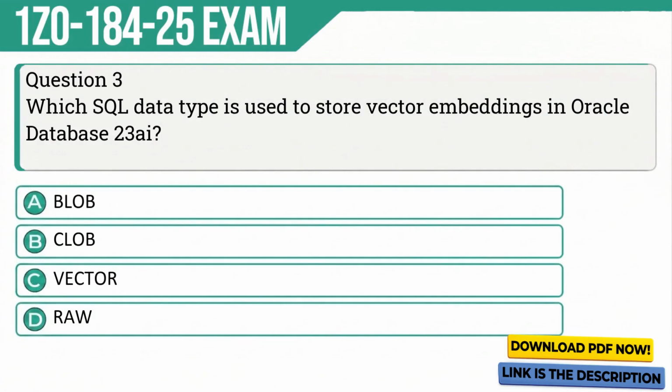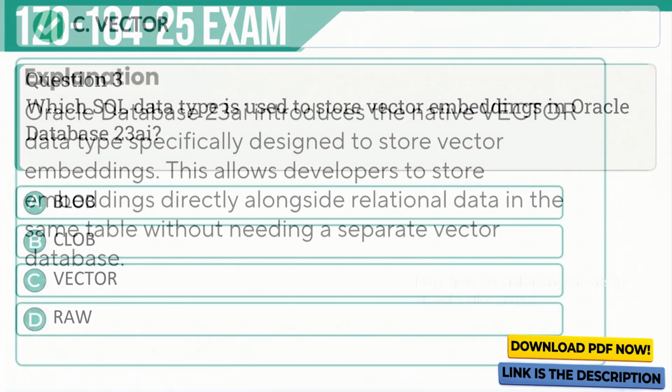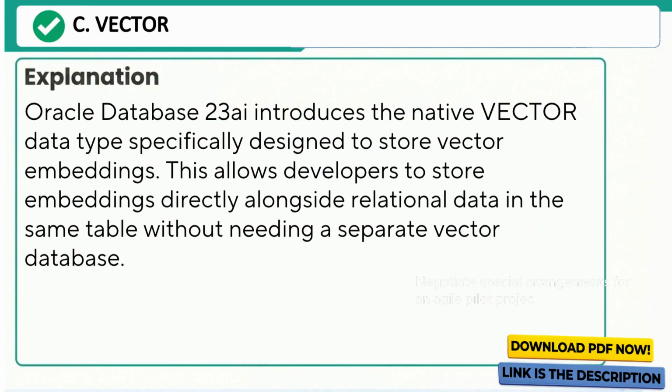Question 3. Which SQL data type is used to store vector embeddings in Oracle Database 23 AI? A. BLOB. B. CLOB. C. VECTOR. D. RAW. Correct answer, C. VECTOR. Explanation. Oracle Database 23 AI introduces the native VECTOR data type specifically designed to store vector embeddings. This allows developers to store embeddings directly alongside relational data in the same table, without needing a separate vector database.